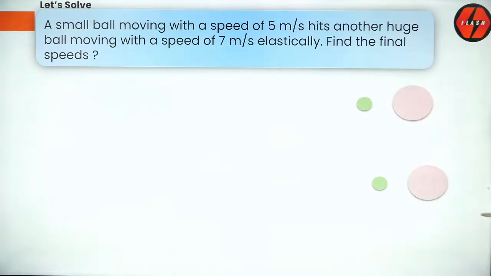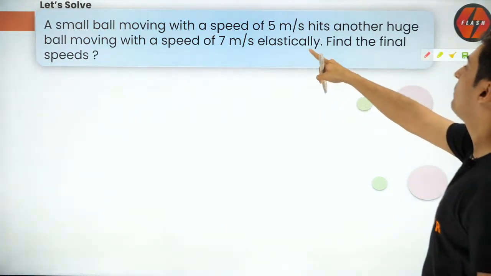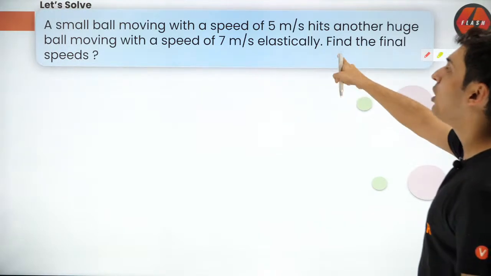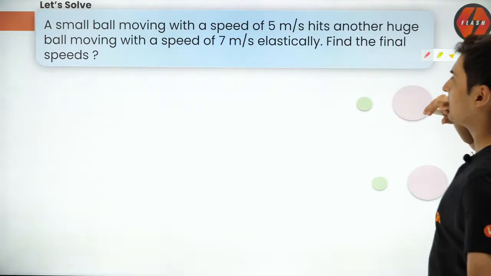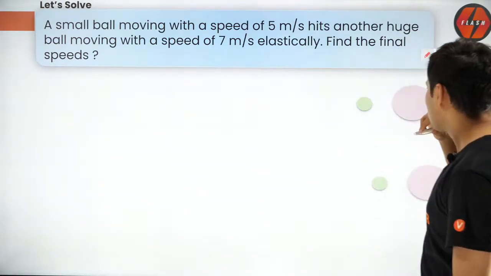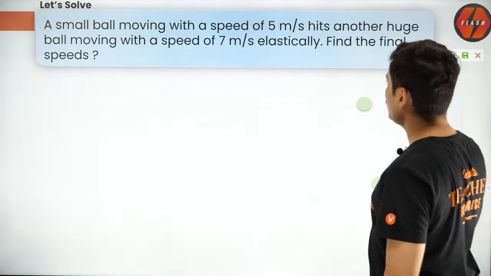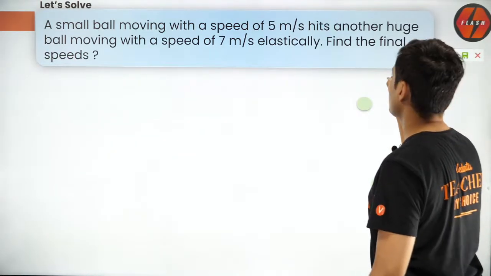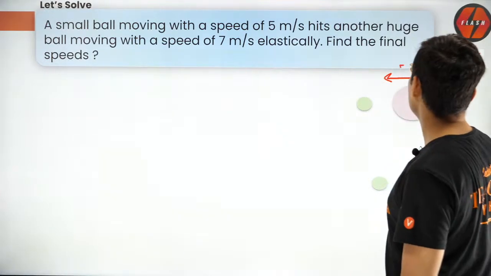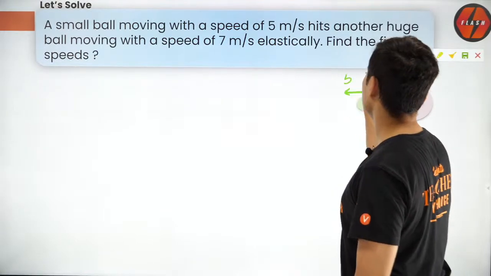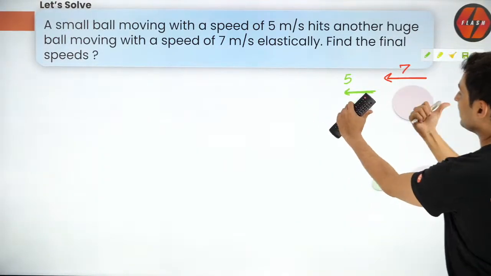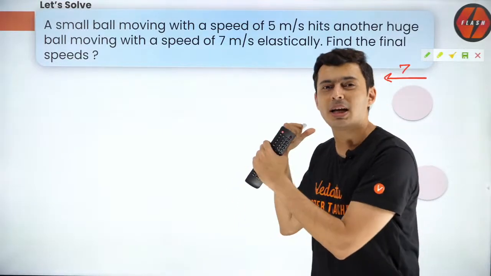So let's see. There we go. And what is given? Small ball moving with 5, huge ball with 7. Both are moving in the same direction, I said, right? So assuming they are in the same direction, the bigger speed should be 7 like this, and the smaller speed should be like this. Because if 5 was here and 7 was there, they will never collide, no?